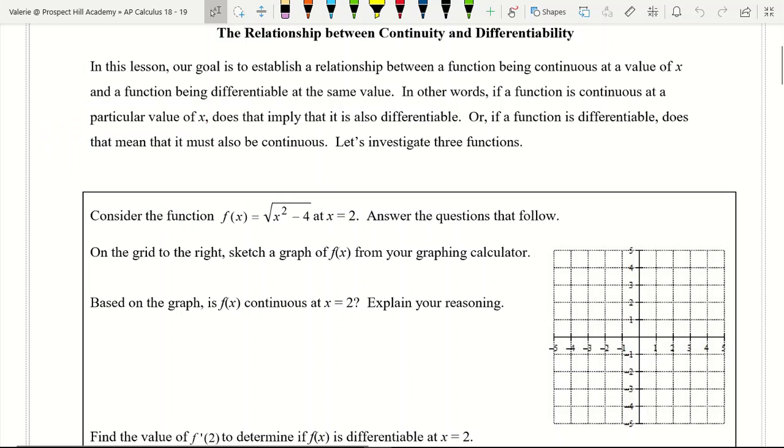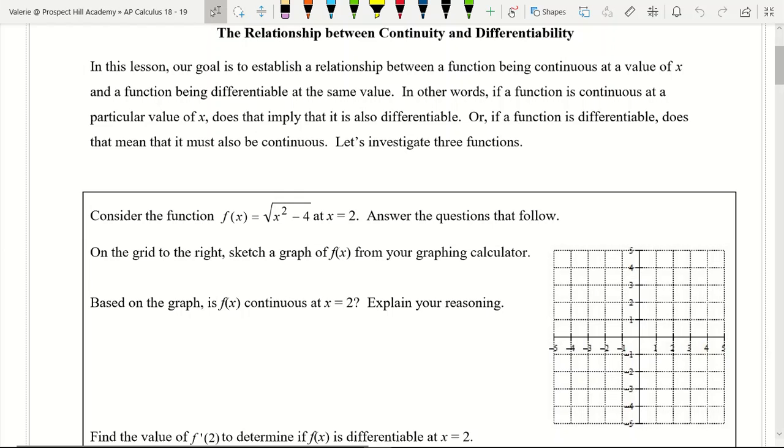In this lesson, our goal is to establish a relationship between a function being continuous at a value of x and a function being differentiable at the same value. In other words, if a function is continuous at a particular value of x, does that imply that it is also differentiable? Or if the function is differentiable, does that mean that it must also be continuous? We're going to investigate these three functions.